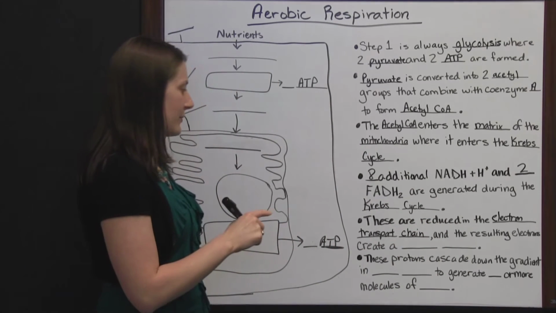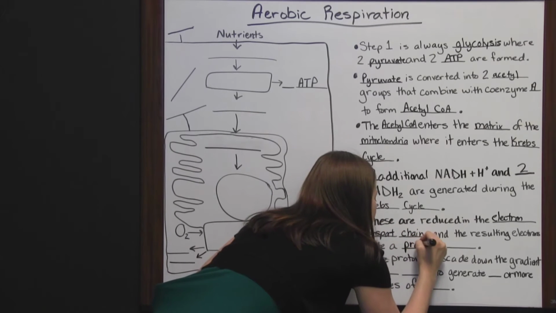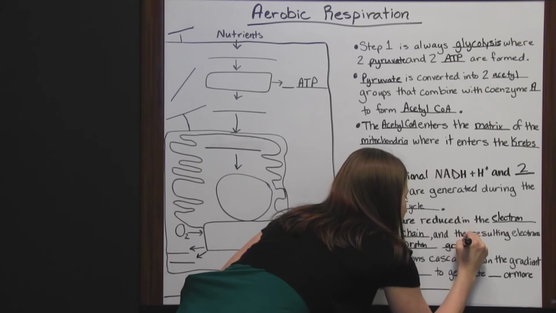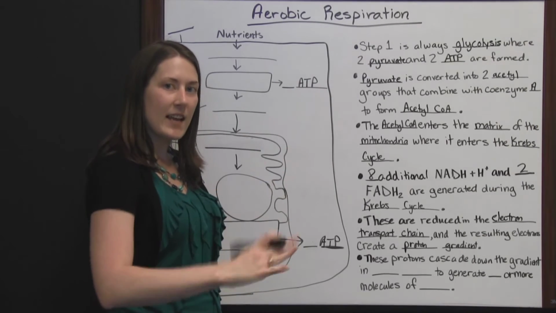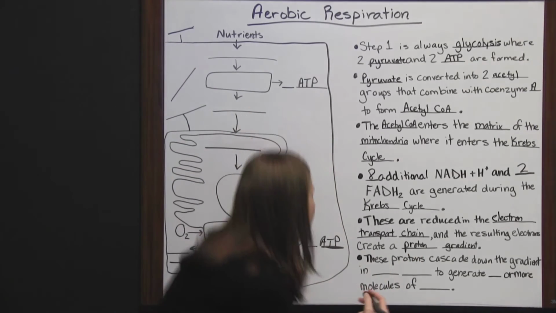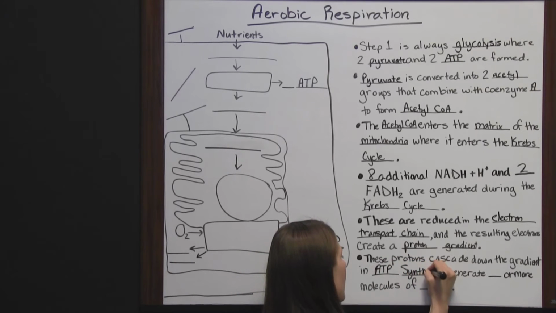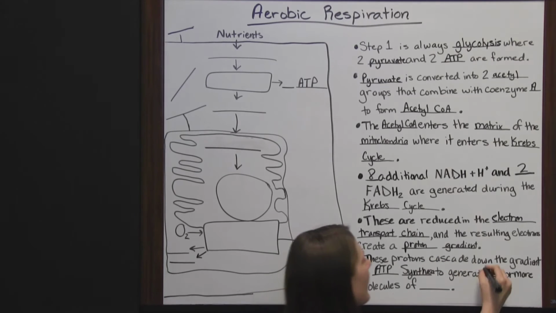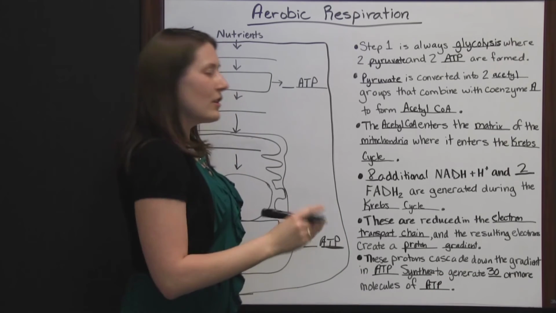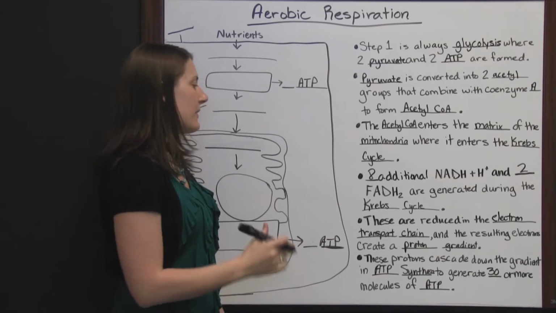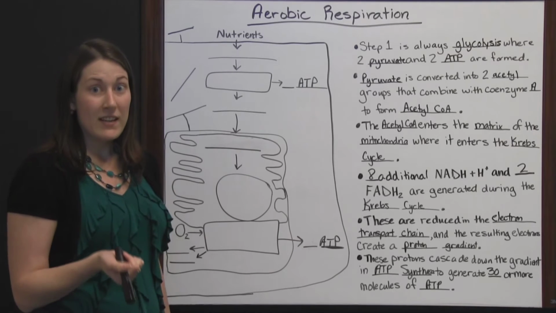So, electron transport chain, these are reduced, and the resulting electrons create a proton gradient. And these protons that have been created kind of cascade down the gradient, and as they do that, in ATP synthase, they generate 30 or more molecules of ATP. So just imagine those protons cascading down, and as they slowly fall down, they're generating energy, and it can be 30 or more molecules of ATP that are generated.